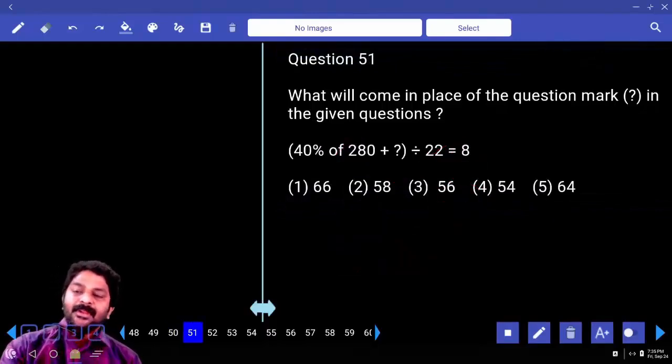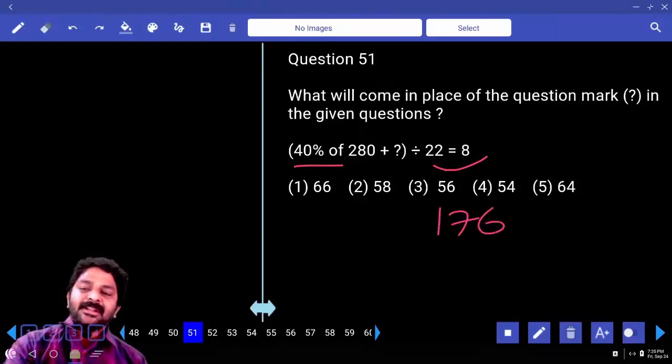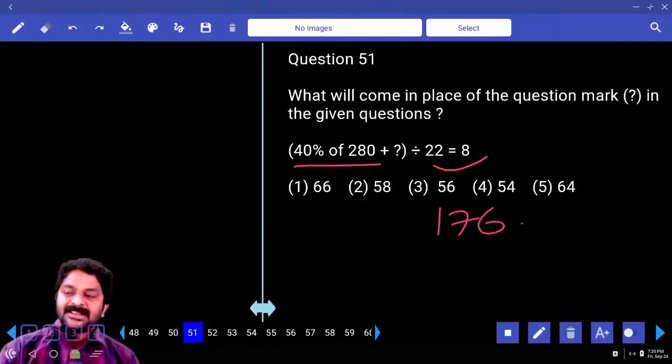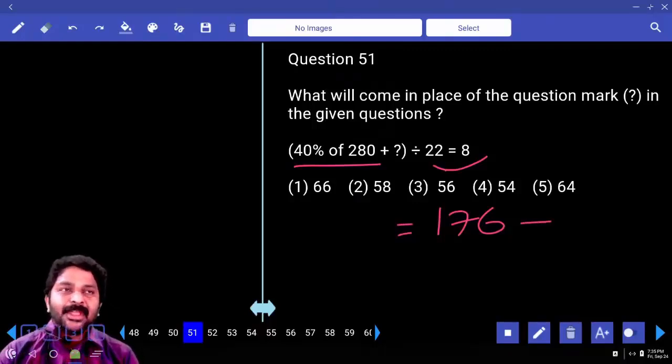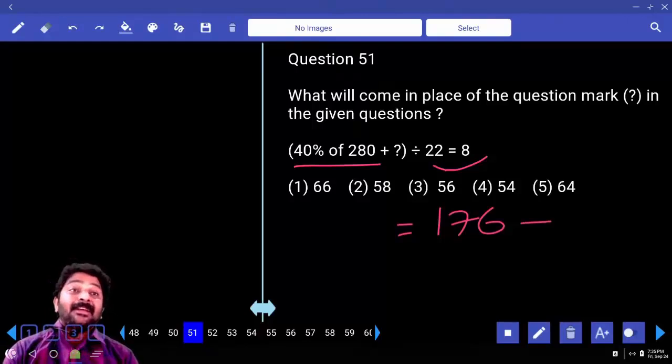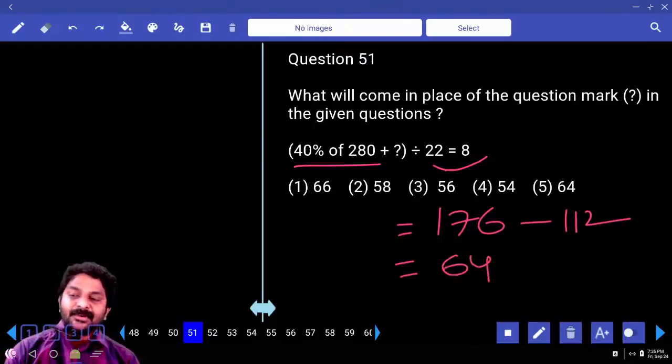Next. 22 goes to the other side. 28 times 160. 2 into 8, 16, 176. 40% of 280 goes to right hand side and becomes minus. 10% double is 40%. 10% of 280, 28. Double, 56. Double, 112. Answer, 64. Fifth option.